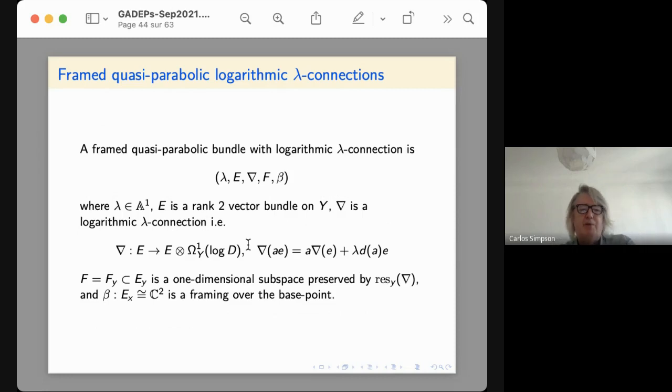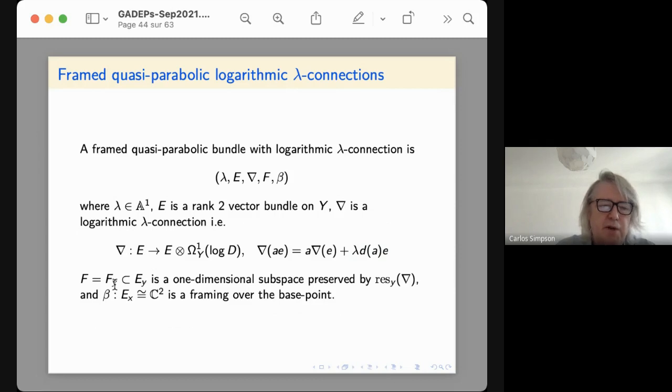So what is that? We have a lambda, a rank 2 vector bundle, and a logarithmic lambda connection. Here's where I put the formula with the Leibniz rule. This is a bundle on Y, the compactification. From the previous slide, X is the open variety and Y is the compactification. So E is a bundle on the compactification, but it has a logarithmic lambda connection. Lambda connection means that nabla of A times E is A nabla of E plus lambda times dA times E, right? This Leibniz formula term has a lambda in front of it. So in particular, if lambda equals 0, then we get just a Higgs field.